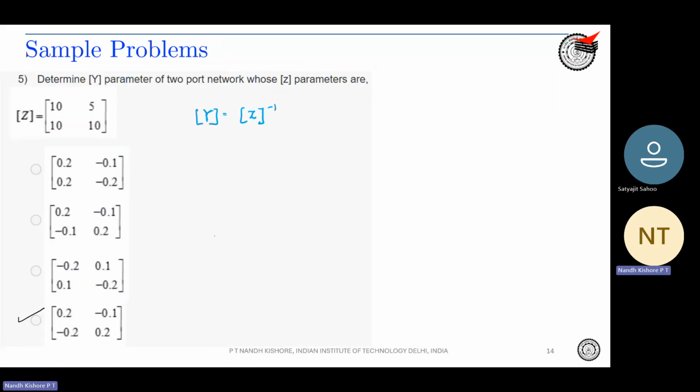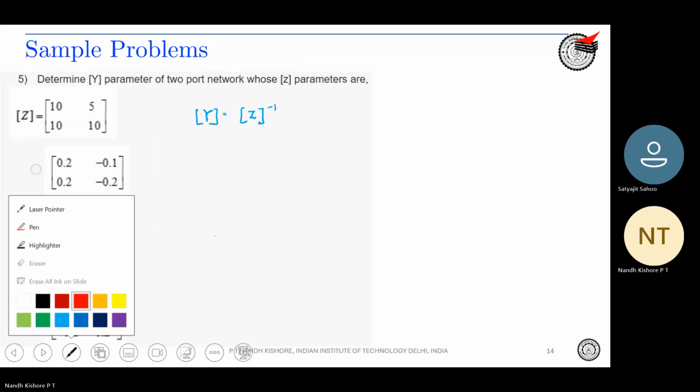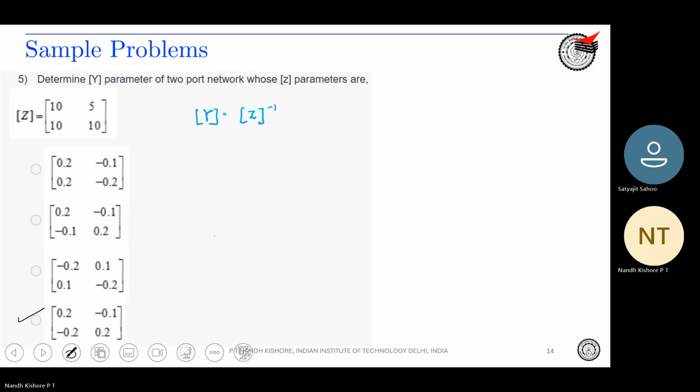Okay. The answer is D. That is, you have Z. So first of all, you find out the determinant of Z. So determinant of Z turns out to be what? AD minus BC. That is 10 into 10, 100 minus 50, which is 50, right?